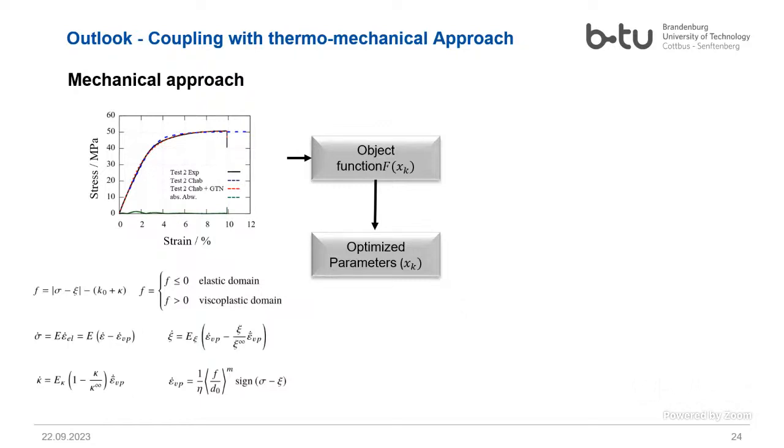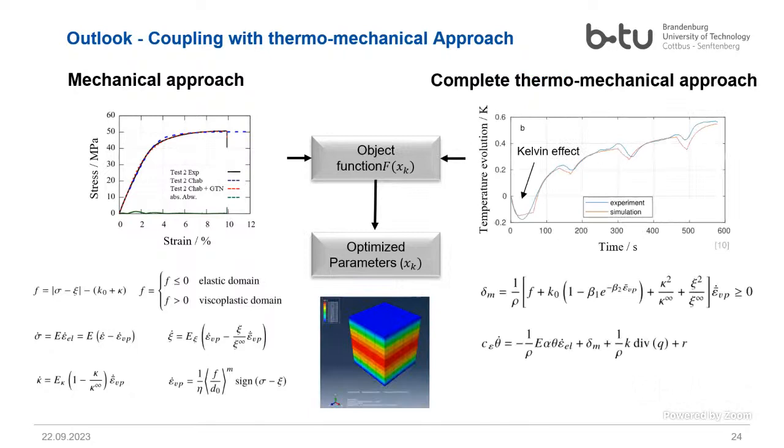And a colleague of mine, who is writing his PhD at the moment, uses a thermomechanical approach. It means that you measure the dissipation energy during the loading, so that we also have the temperature curve as an input for the optimization. So we have two curves as objective function, so that we have a better fitting for the parameter optimization.